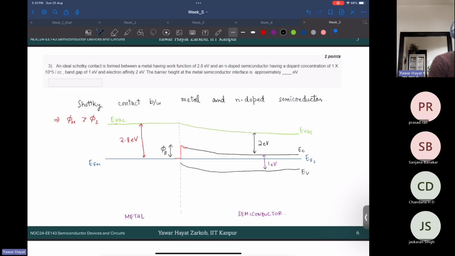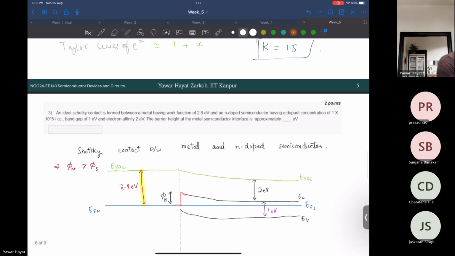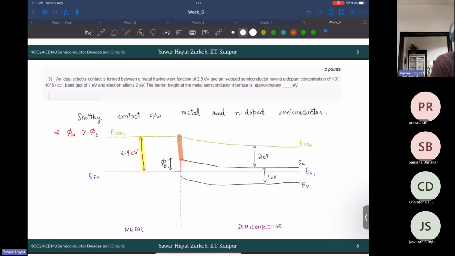Please do this exercise. You need to compute what this part is. What do you know? You know this part. And what is phi b? Phi b should be this whole minus this. But the question is, do we know this? Do we? Is this clear? This part is known. Do we know this part, this orange part?